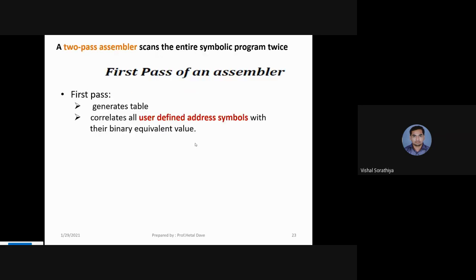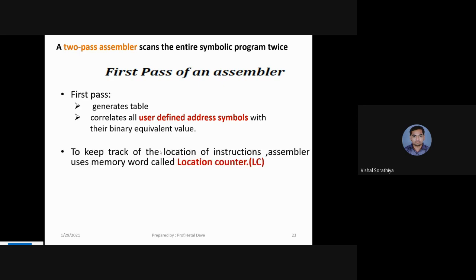A two-pass assembler will scan the entire symbolic program twice. In the first pass, it will generate the table, correlating all the user defined address symbols with their binary equivalent values. It also keeps a record of the location of instructions, which the assembler uses in memory, called the location counter.